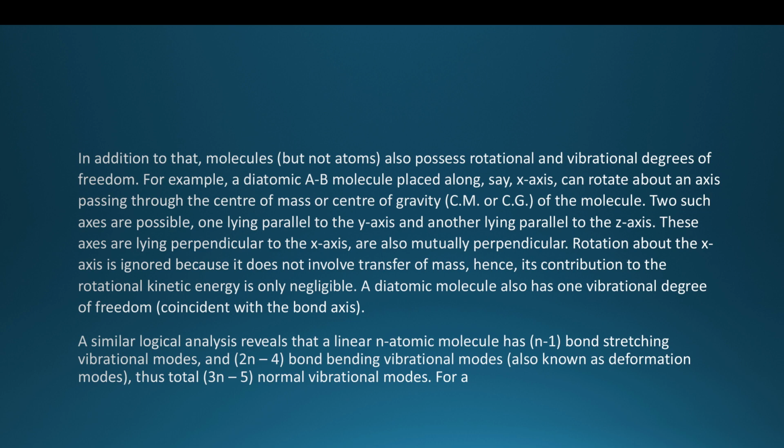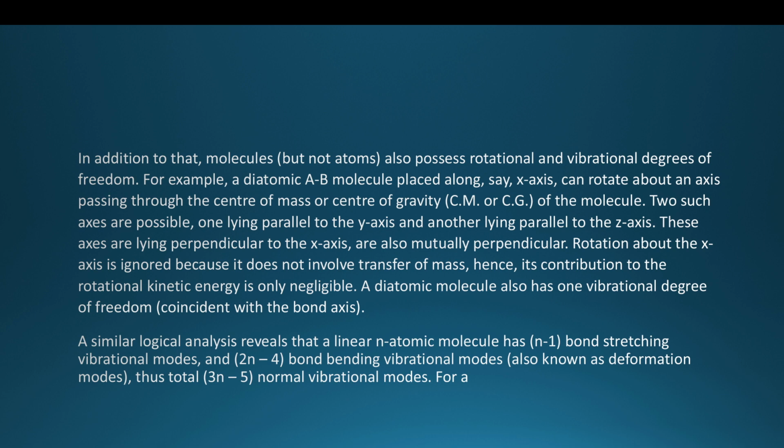For example, a diatomic molecule AB placed along, say, the x-axis can rotate about an axis passing through the center of gravity of the molecule and parallel to the y-axis. One more axis is possible parallel to the z-axis. So linear molecules have 2 degrees of rotational freedom. Non-linear molecules have 3 degrees of rotational freedom. A diatomic molecule also has a vibrational degree of freedom coincident with the bond axis. It is only 1.